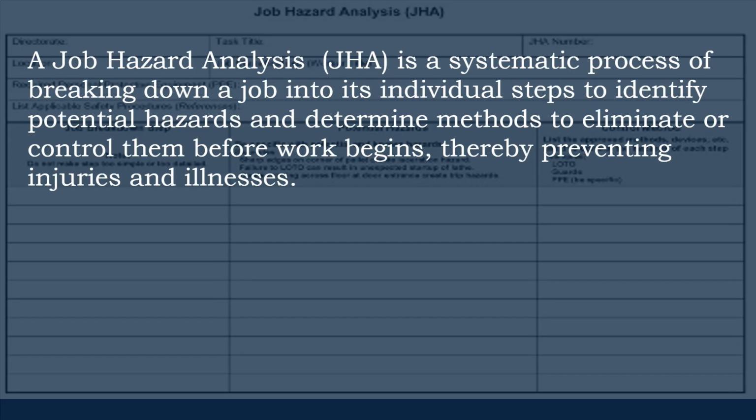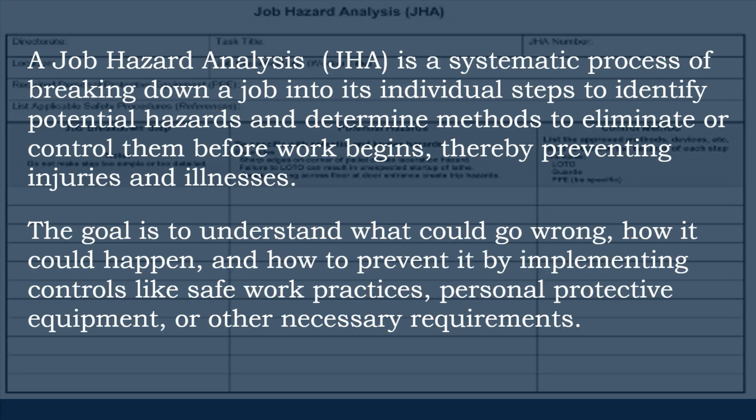A job hazard analysis, or JHA, also called a job safety analysis or risk assessment, is a systematic process of breaking down a job into its individual steps to identify potential hazards and determine methods to eliminate or control them before work begins, thereby preventing injuries and illnesses. The goal is to understand what could go wrong, how it could happen, and how to prevent it by implementing controls like safe work practices, personal protective equipment, or other necessary requirements.